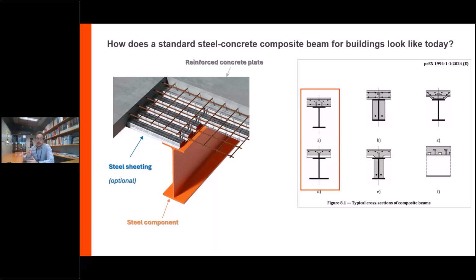So basically a steel beam with a reinforced concrete plate on top of it, and you can have steel sheeting, which is an option to create the composite slab. You can also have a full concrete plate, and both are typically composite beams, but today we will have an option with a steel sheeting.